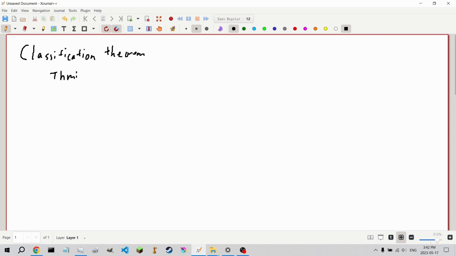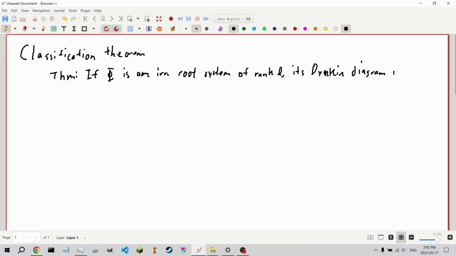that we're going to be working on today, which states: if Phi is an irreducible root system of rank L, its Dynkin diagram is one of the following. And so what are all our Dynkin diagrams here?